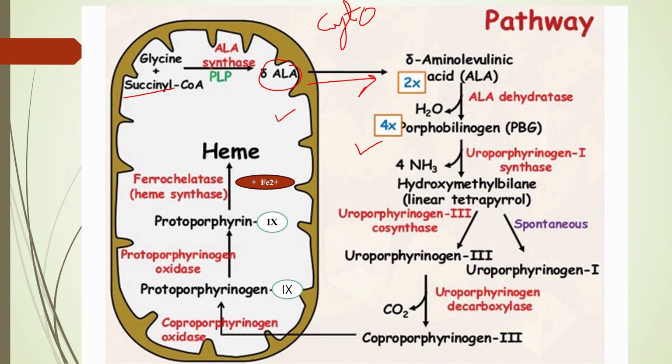Here 2 molecules of ALA condense into porphobilinogen in the presence of the enzyme ALA dehydratase.